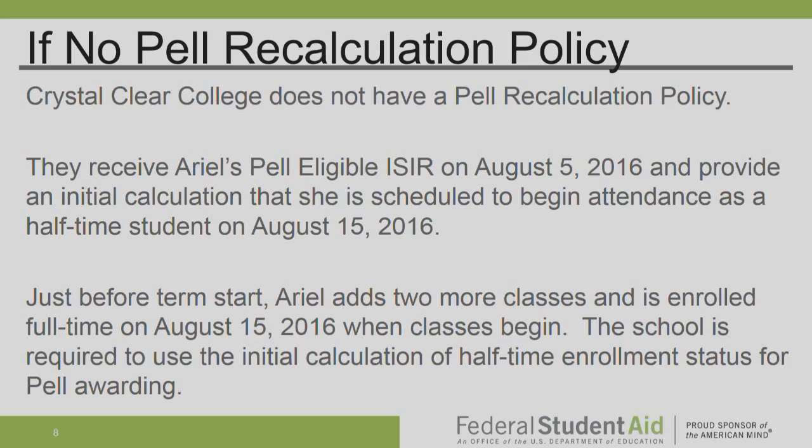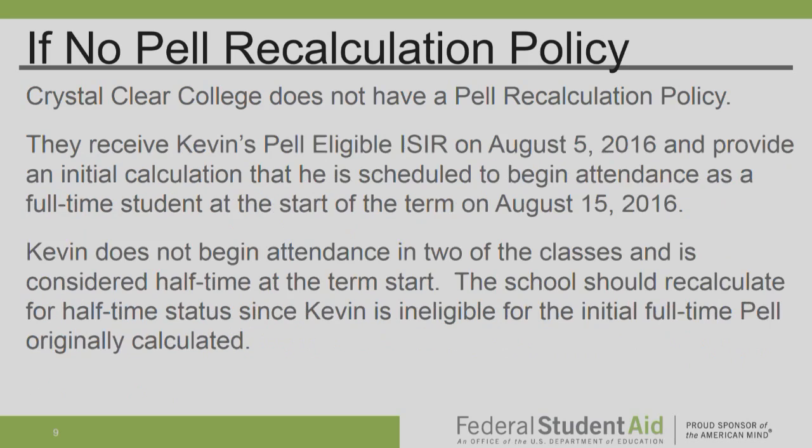That's right. Half-time is what my initial calculation said. I don't care that she enrolled in them prior to the term start. My initial calculation said half-time because I don't have a policy that permits me to add those courses. I do not get to add them. So she is indeed only a half-time enrolled student. Okay? Let it sink in. I know this is a shock for some of you, but okay.